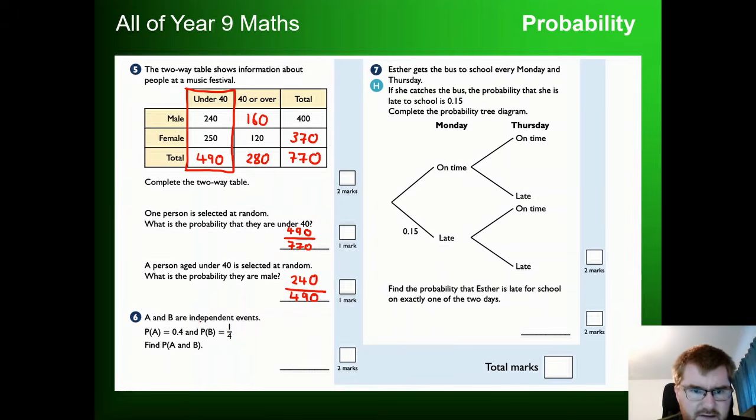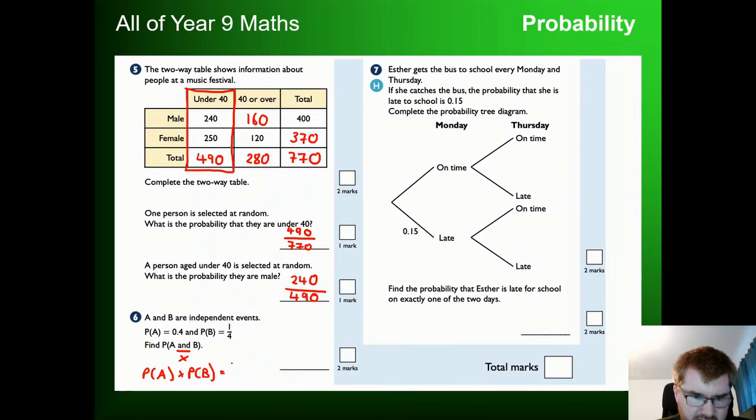So A and B are independent events. Probability of A is 0.4, probability of B is 1/4. Find the probability of A and B. So as soon as I see "and" in probability terms, I'm always thinking multiply. So we need to do the probability of A multiply the probability of B. Now we can do this because they're independent events.